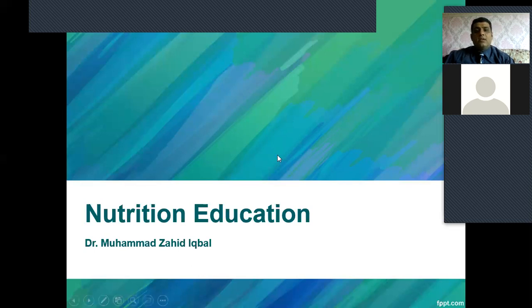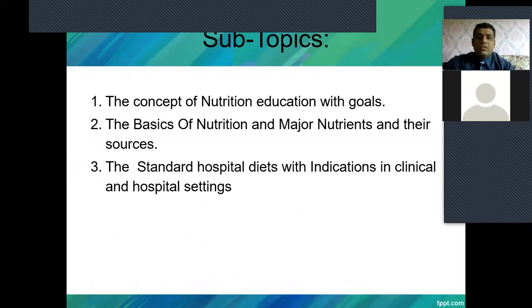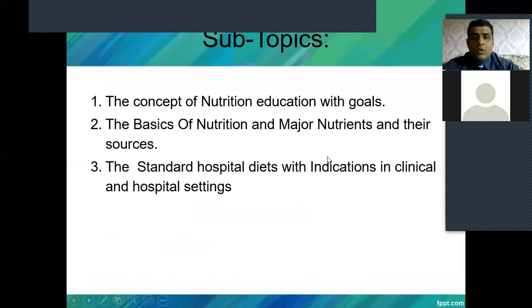So let me start now. Okay, so nutritional education. In this topic, we will cover the concept of nutritional education with the goals, the basics of nutrition and major nutrients and their sources. And the third one is the standard hospital diet and indication in clinical and hospital settings. So we will discuss this, and we will study further about this.